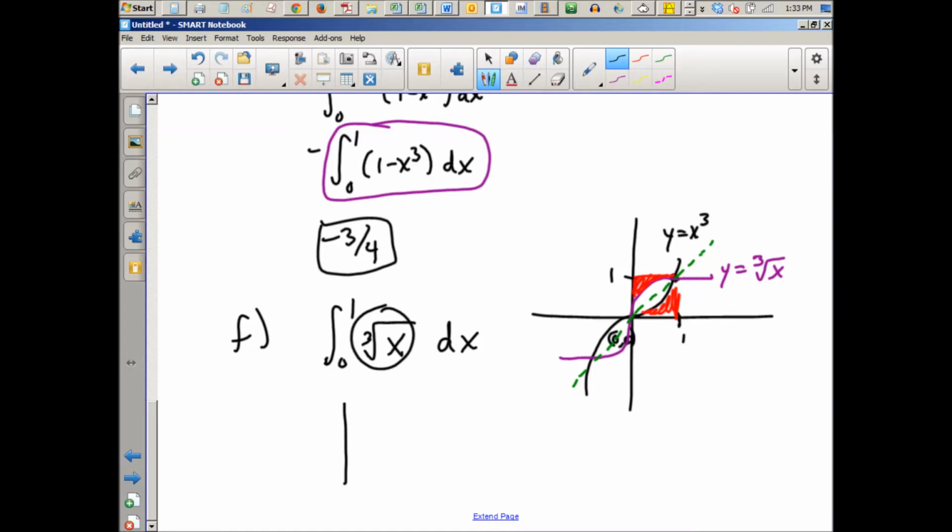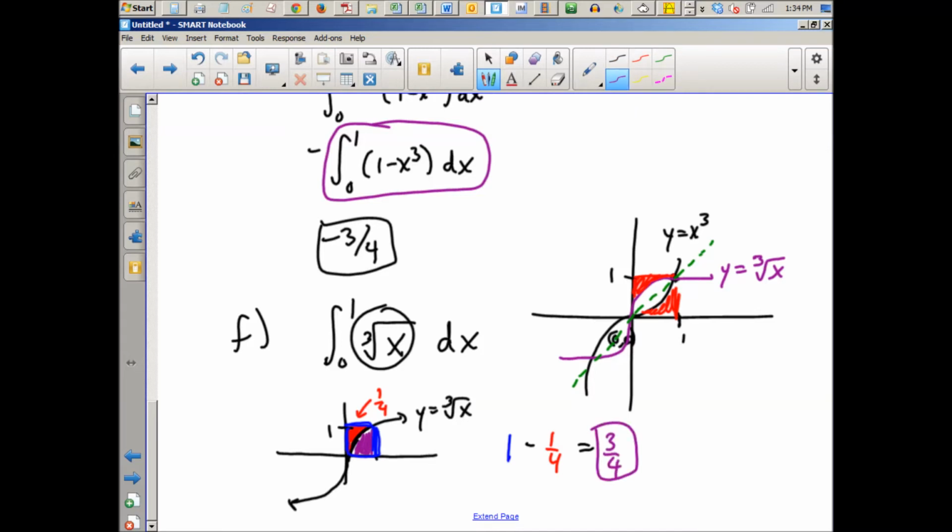We still have to keep in mind what's being asked, but here is a picture of what we know. We know the graph looks like this, because that's the cube root graph. We know that this area right here is 1/4. That's between 0 and 1 on the y-axis. But we are still asked for this area between 0 and 1 on the x-axis. We're still interested in the purple because it's an integral. What is it? It's 3/4 again. The box here is a 1 by 1 square, right? So 1 minus the 1/4, we did that earlier, that's the 3/4.